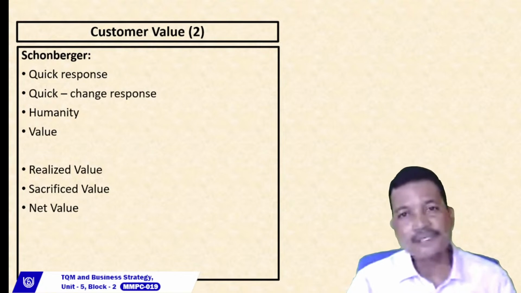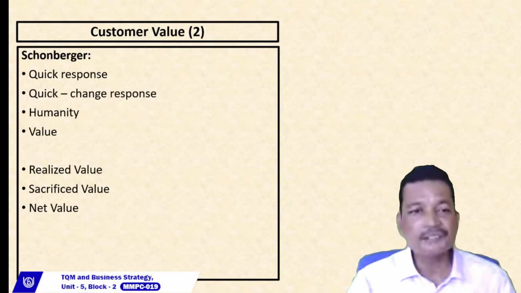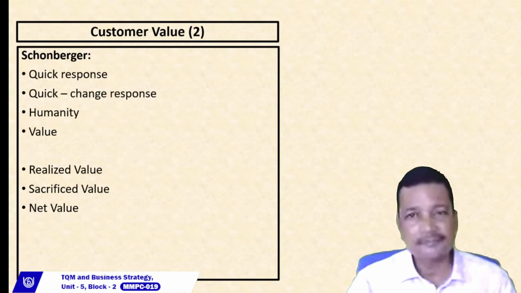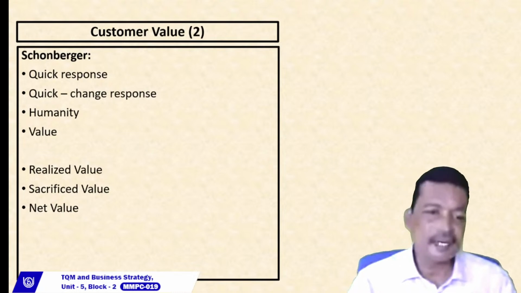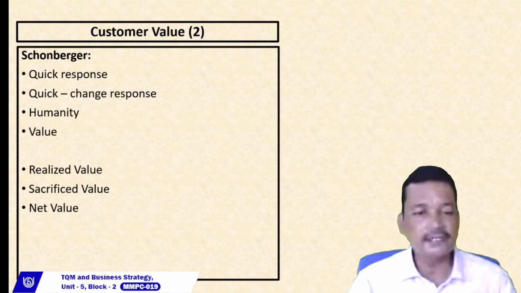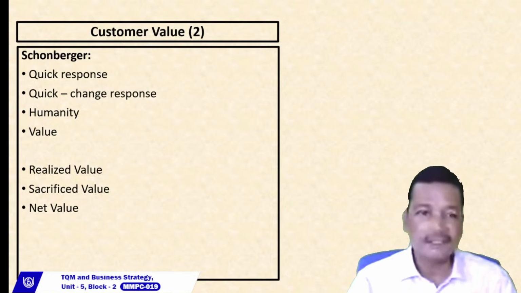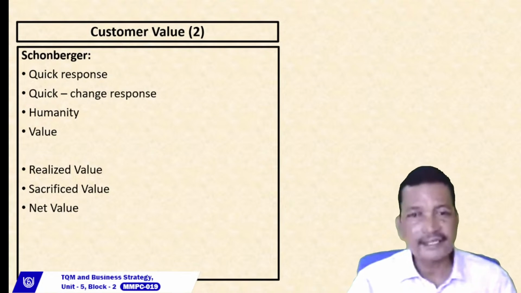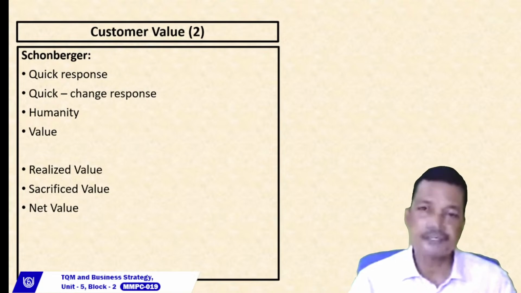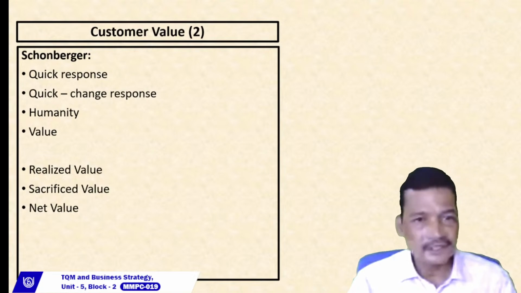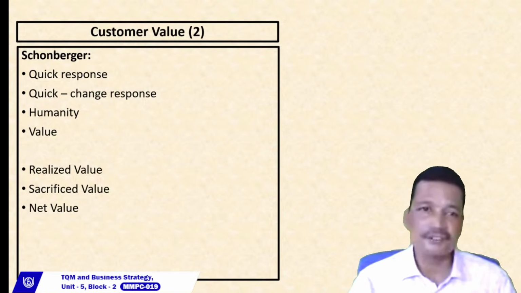Then finally, we get the net value, which is the difference of realized value and sacrificed value. If realized value is higher than sacrificed value, we get positive net value. Other way around, if realized value is lower than sacrificed value, then we get negative net value. We can say positive net value enhances the customer value, whereas the negative value reduces the customer value.